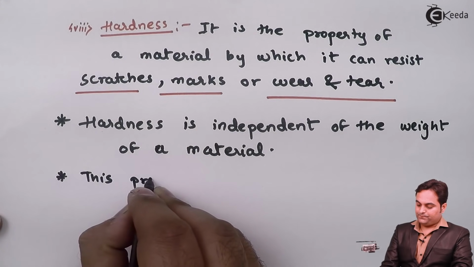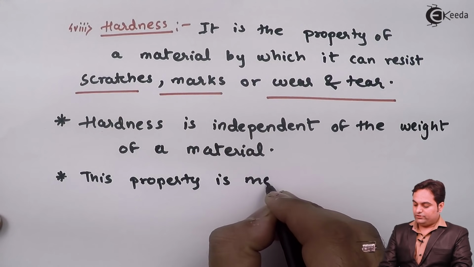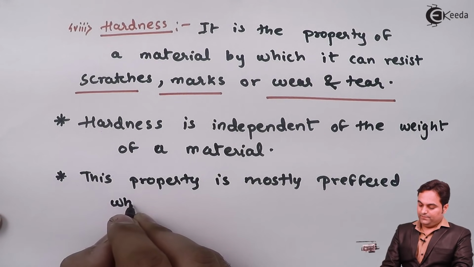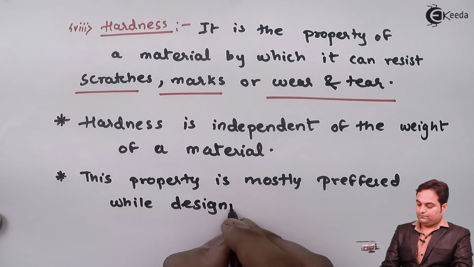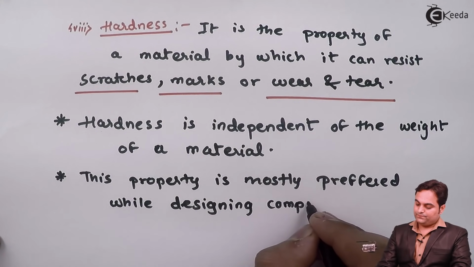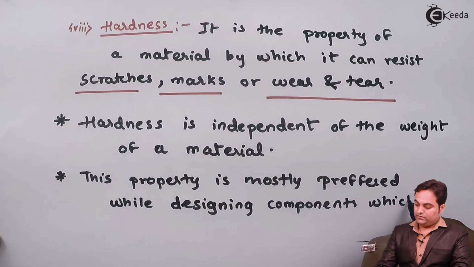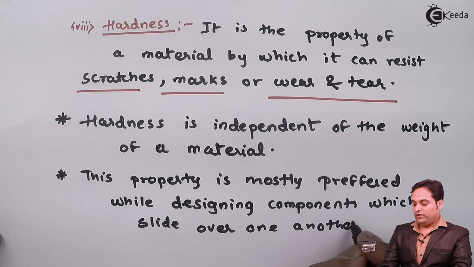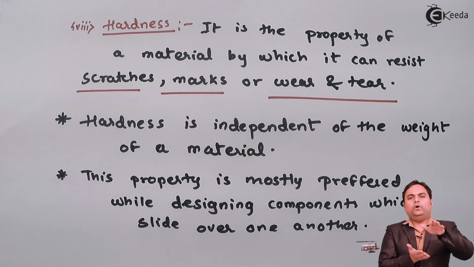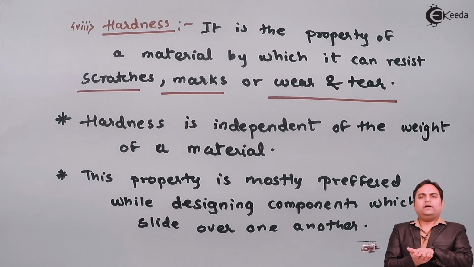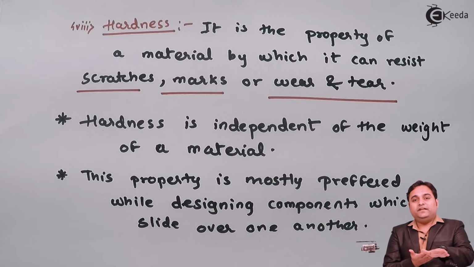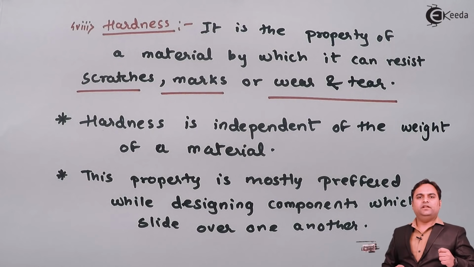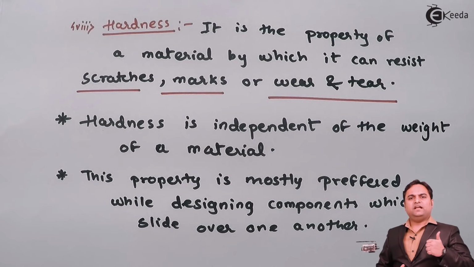This property is mostly preferred while designing components which slide over one another. So when we have two components and out of that one is sliding over the other, then the surface contact is more and we require hard materials, because if the material is soft and then there is sliding taking place, then there will be more wear and tear. So in case of hardness, we should be aware that the material is hard. It means it should be able to resist scratches and wear and tear.